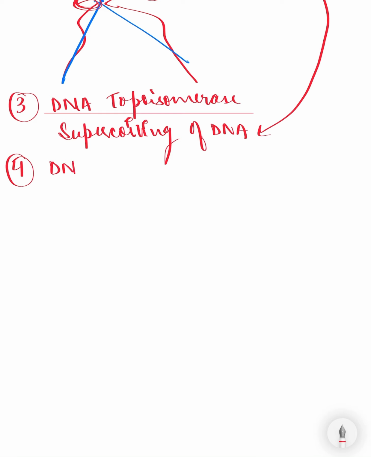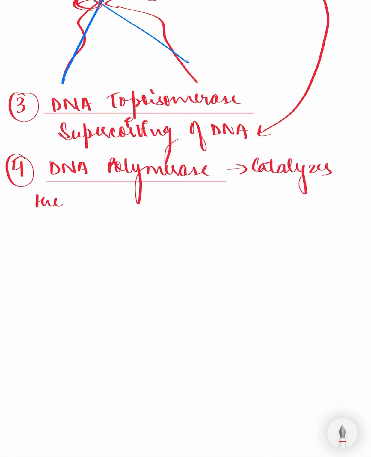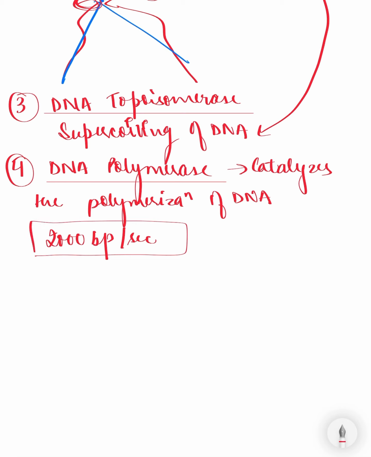So next is a very important enzyme, DNA dependent DNA polymerase. What this enzyme does, it catalyzes the polymerization of DNA. This enzyme is very accurate. This helps in making new nucleotide chains of DNA, and it is highly accurate and it makes around 2000 base pairs per second. It makes a chain of 2000 base pairs in 1 second.